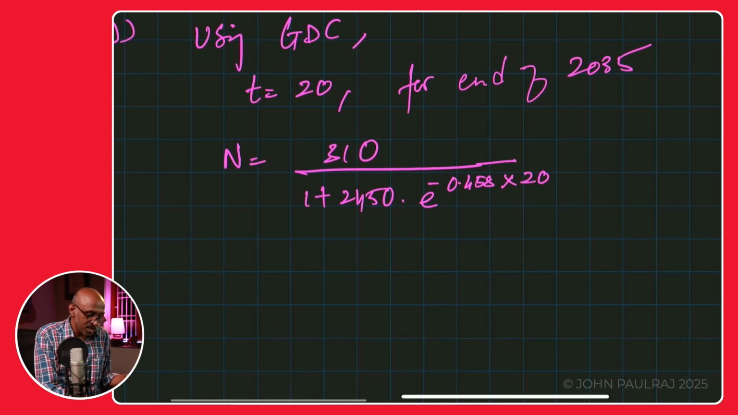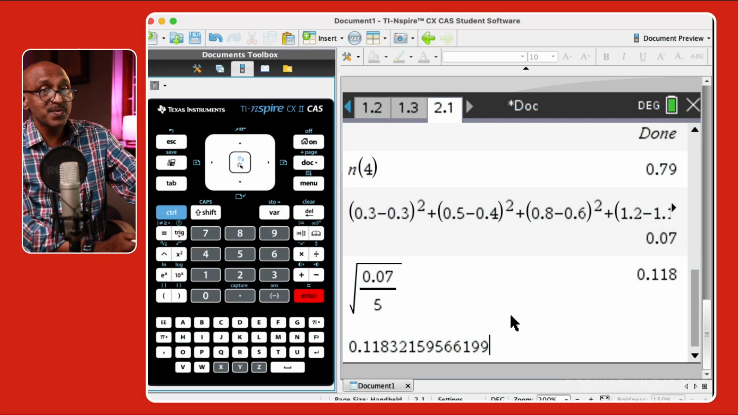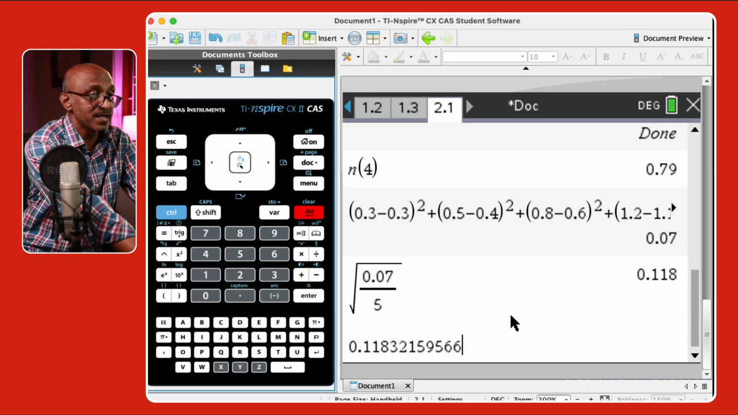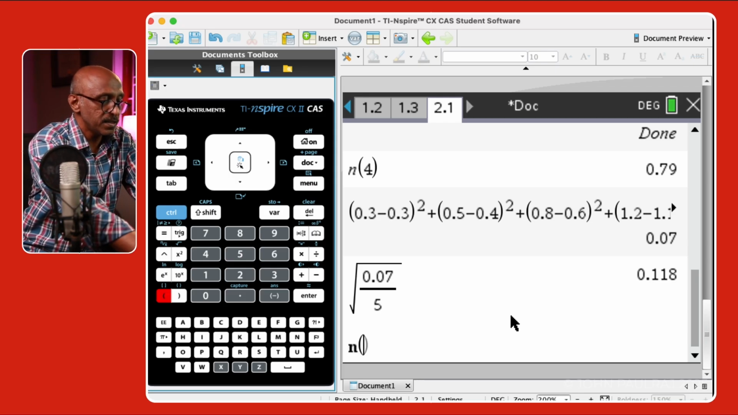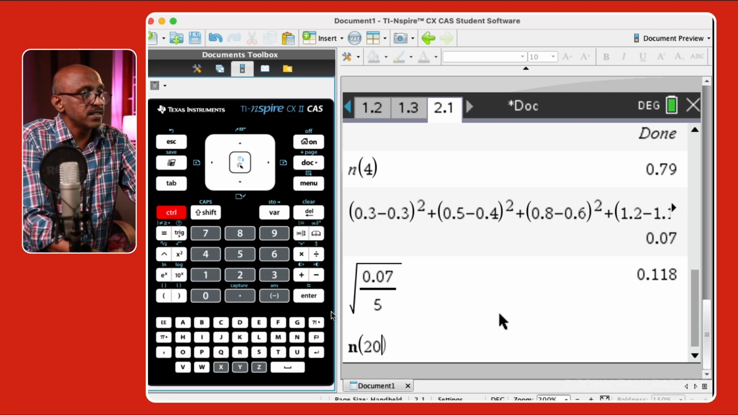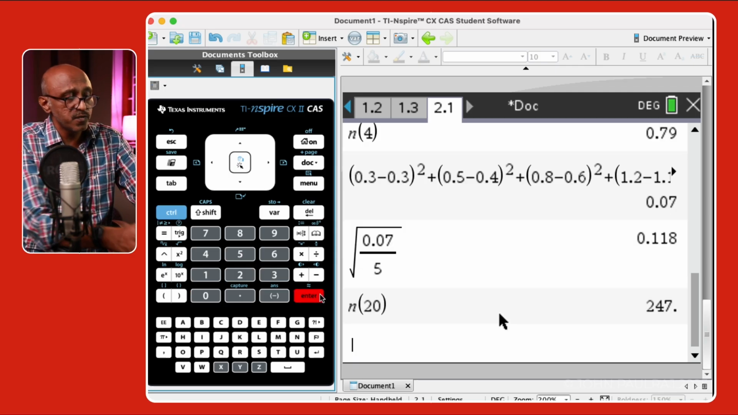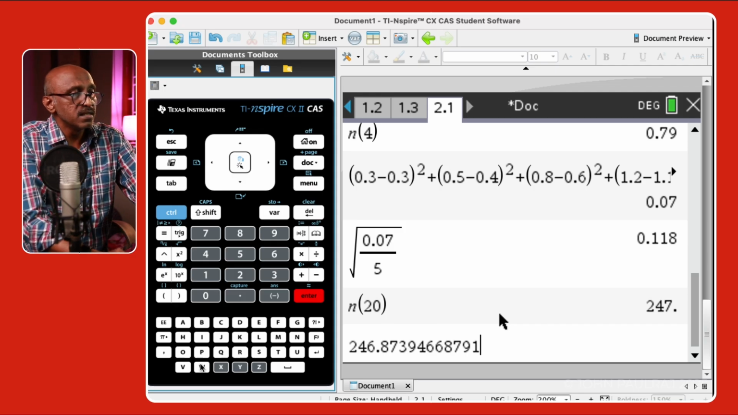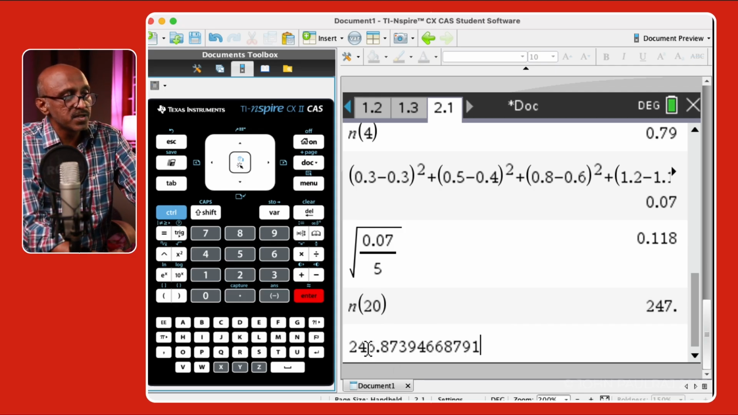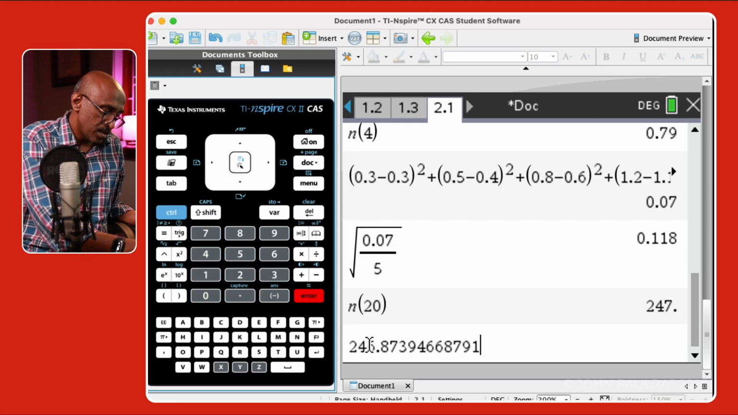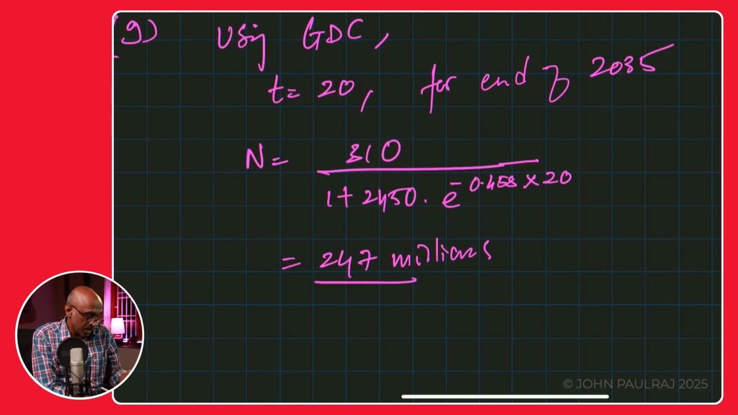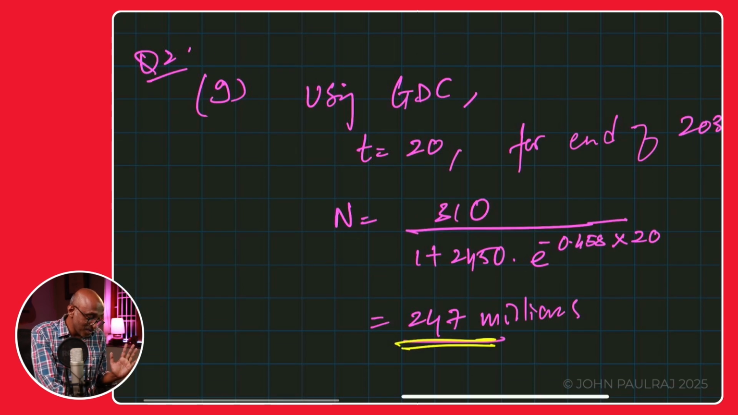Now, we've already said using GDC, you can jump to the calculator, and this is where I said it is really good that we've defined it. Okay, so we can go now and just say N of 20. Okay, and hit Control Enter. Remember, this value is in millions, 247. All right, so this is to 3 SF, right? 247 millions is what I'm going to write down. This is basically quite a large number. At the end of 2035, that 247 million is a really large number of electric vehicles.